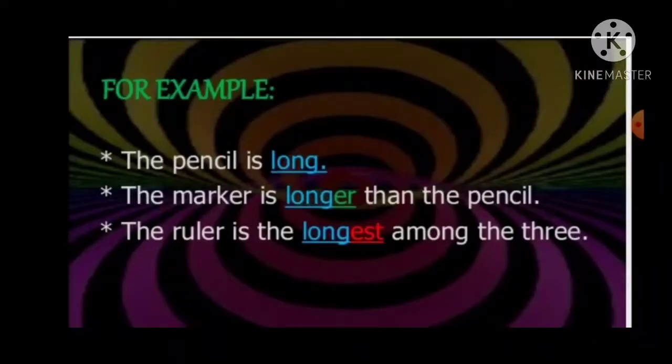Next, third one, the ruler is the longest among the three. So now a comparison is made in between or among three objects. So ruler is also there now in comparison. The ruler is the longest among the three. So here we added est to long to form a new adjective here to be used in the third comparison. So longest, long, longer, longest. Let us see what are these.